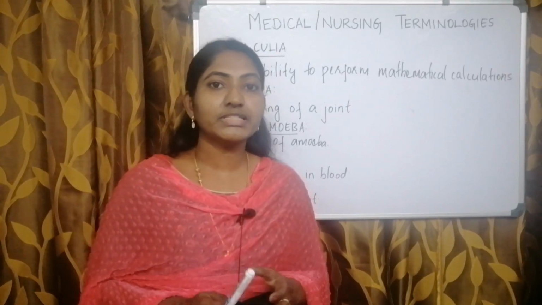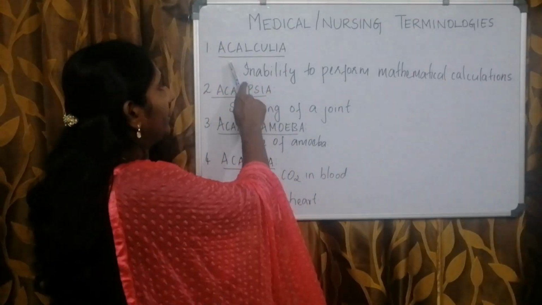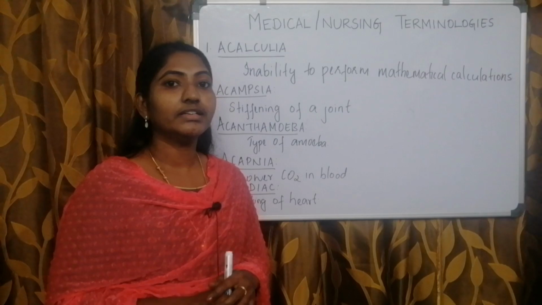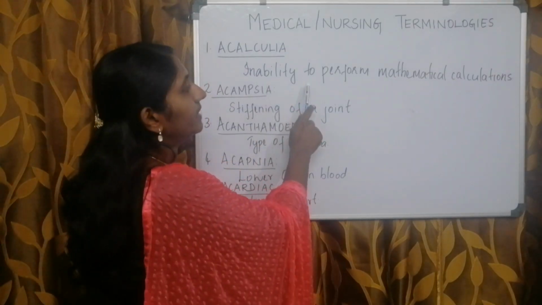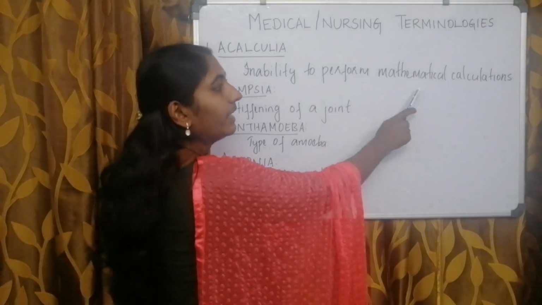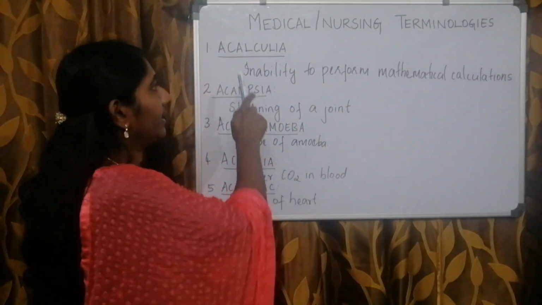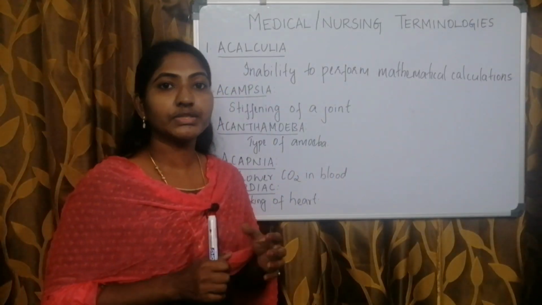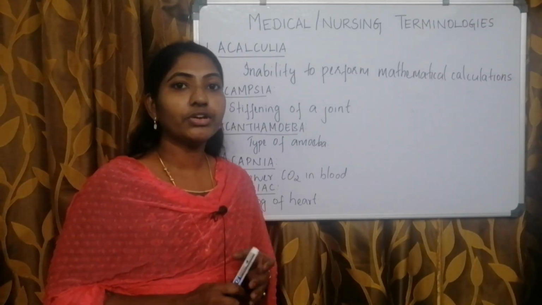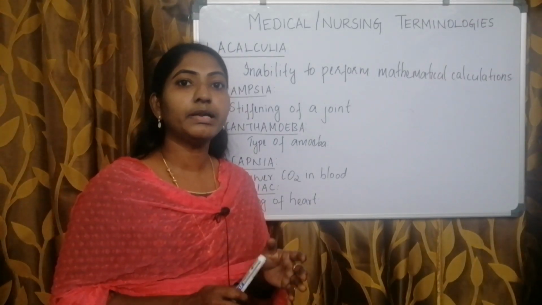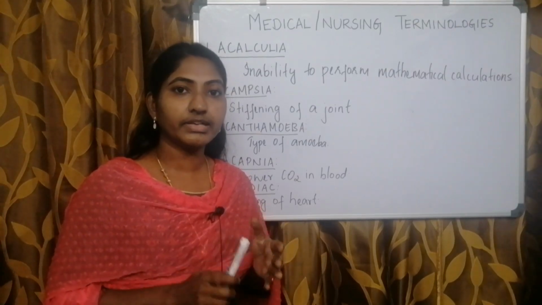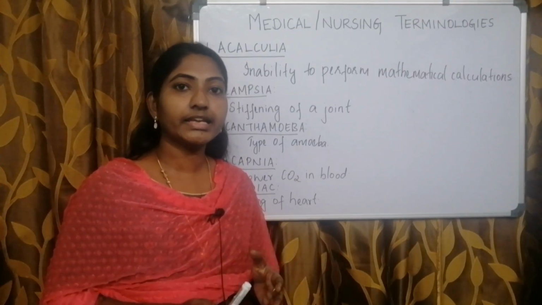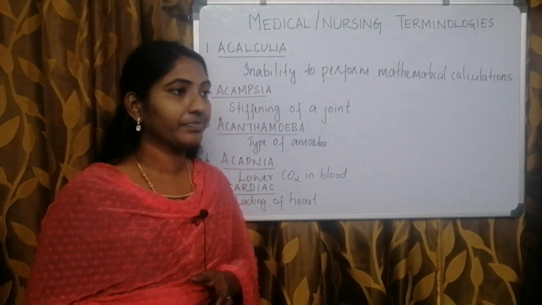The first terminology for today is acalculia. Acalculia is a term which is used to describe the inability of a person to perform simple mathematical calculations. This is due to the presence of lesions of various areas of the cerebral hemispheres.